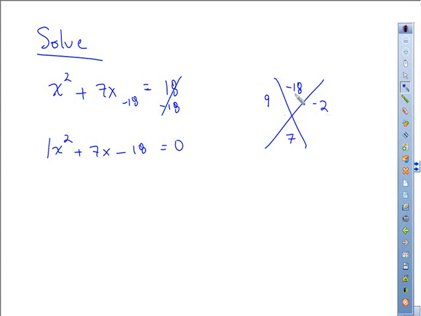Do these multiply to give us negative 18? Yep. Do they combine to give us positive 7? Yep. And what's our a value? Our a value is 1. So let's divide by 1.